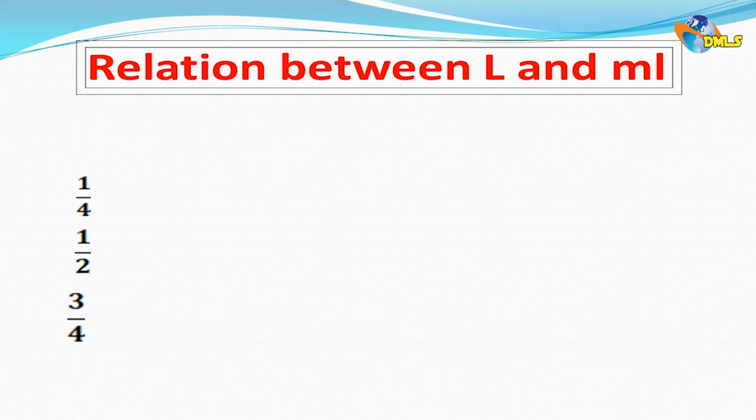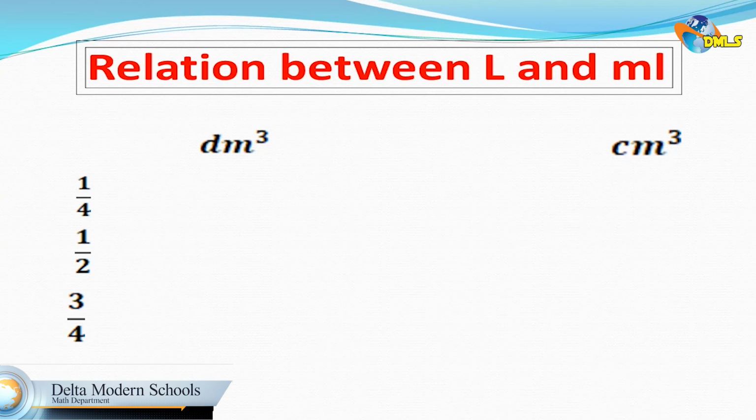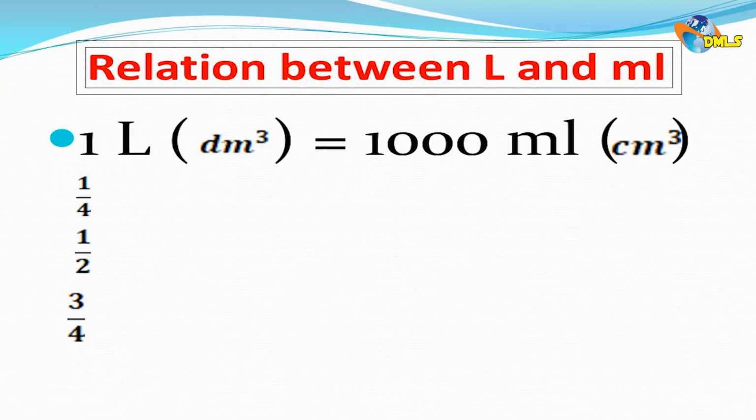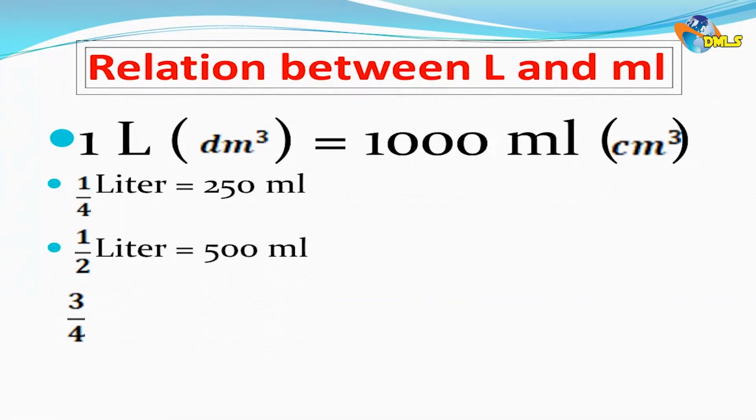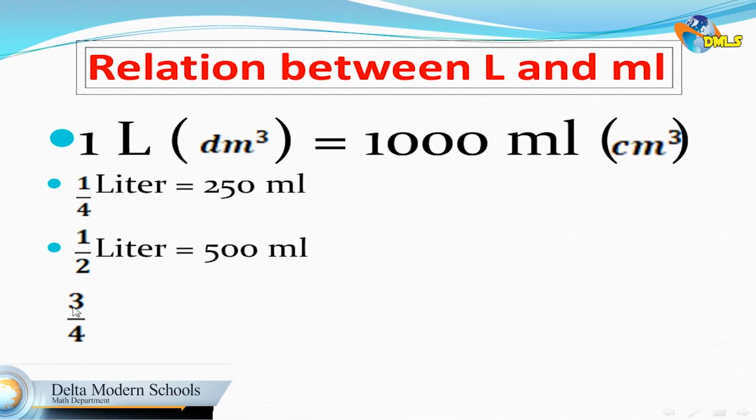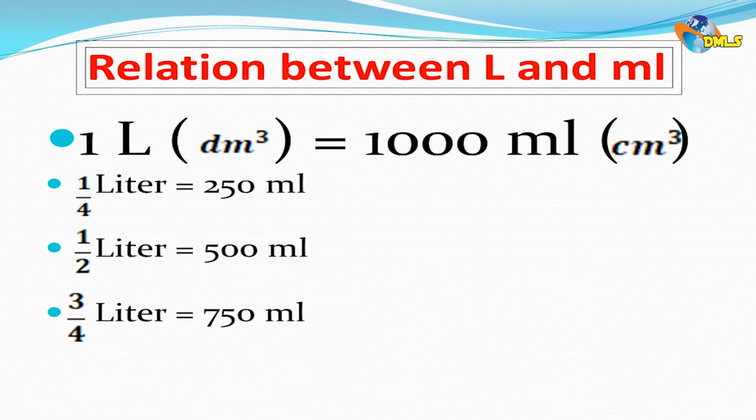But what is the relation between liters and milliliters, or between cubic decimeter and cubic centimeter? 1 liter equals 1000 milliliters. So quarter liter of course will be equal to 250 milliliters, and half liter equals 500 milliliters. So what do you think? How many milliliters are there in 3/4 liter? Yes, that's right. 3/4 liter equals 750 milliliters.